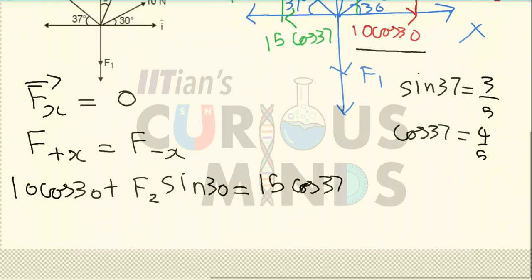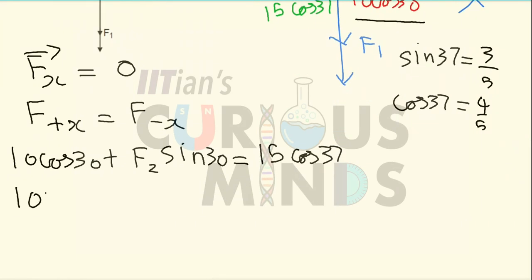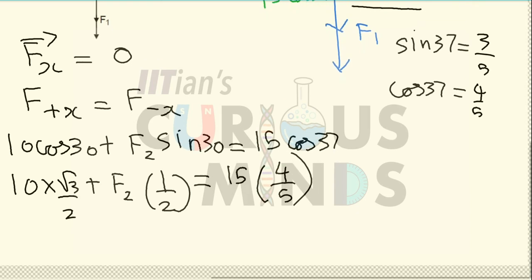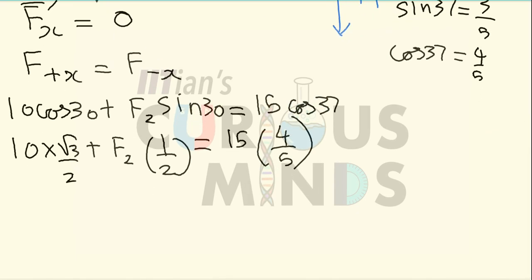Okay. So 10 cos 30 over here is equal to root 3 divided by 2, plus F2 sin 30 over here is equal to half, okay, will be equal to 15 cos 37. Cos 37 will be equal to 4 by 5. Okay, it will be over here 4 by 5. So this will get cancelled out. It will be equal to 5 root 3. This will be equal to 3. So it will be equal to 12.